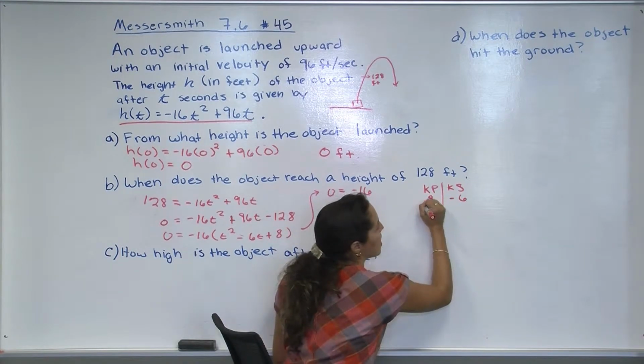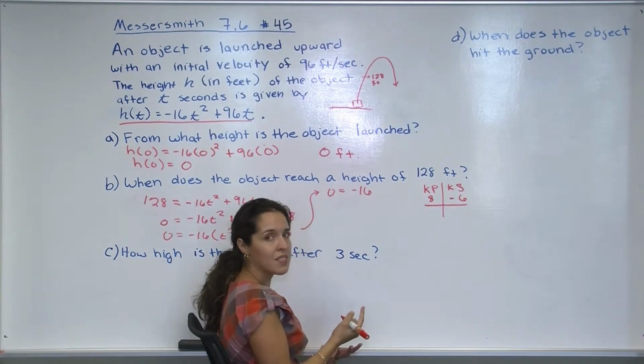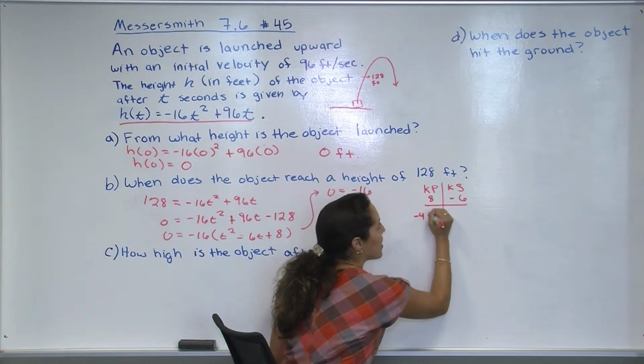And so, to save time here, two numbers that multiply to get positive 8 but add to get negative 6, those two numbers are going to be negative 4 and negative 2.